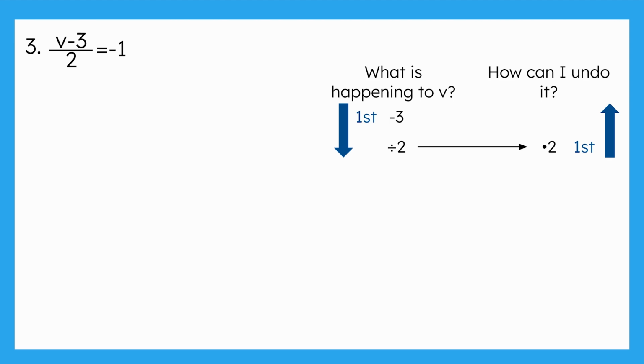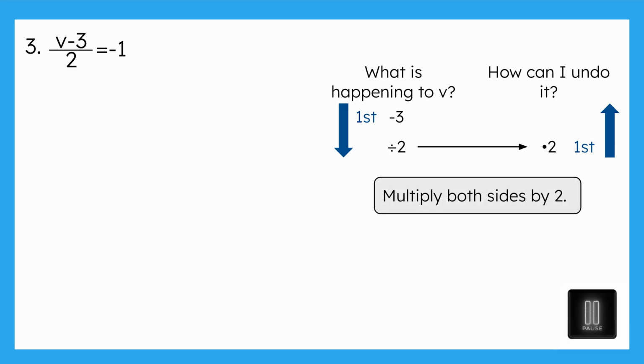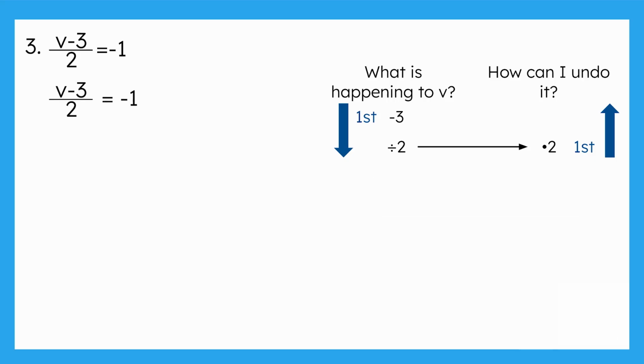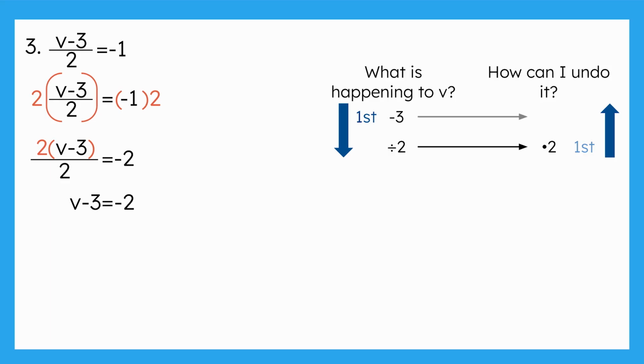What happens when you multiply both sides by 2? Pause and try it on your own now. I'm going to rewrite my equation to give myself more room to write my work. Using parentheses like this helps show that we're multiplying this whole left side of the equation by 2, making 2 times v minus 3 over 2. 2 over 2 simplifies to 1, so this is v minus 3, and on the other side, negative 1 times 2 makes negative 2. Now that we've taken care of the dividing by 2, we can handle the minus 3.